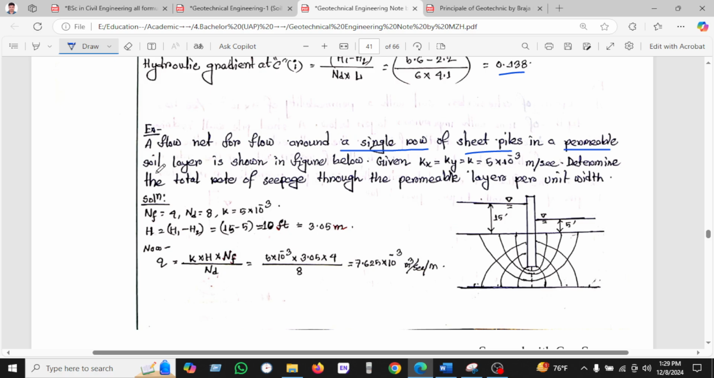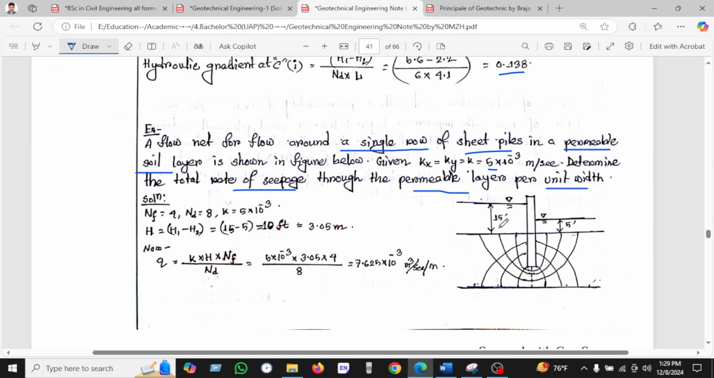So we can see another example, a flow net for flow around a single row of sheet pile in a permeable soil is shown in the figure, and K is also 5 into 10 to the power minus 3 meter per second. Determine the total rate of seepage through the permeable layer per unit width.